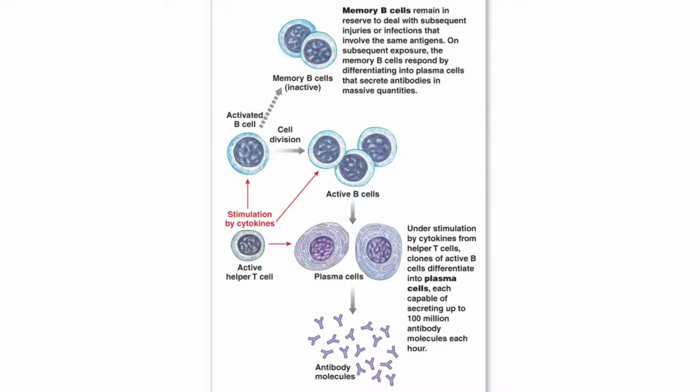Then once the B cells are activated, they'll divide to produce memory cells and active B cells, which are stimulated by cytokines to become the plasma cells. Plasma cells are the cells that actually produce the antibodies, and they can produce 100 million antibodies per hour, which is quite amazing.